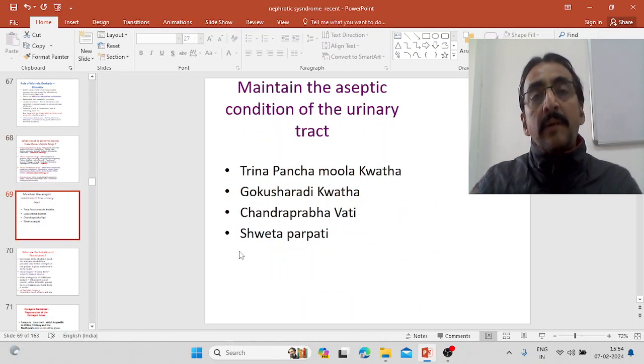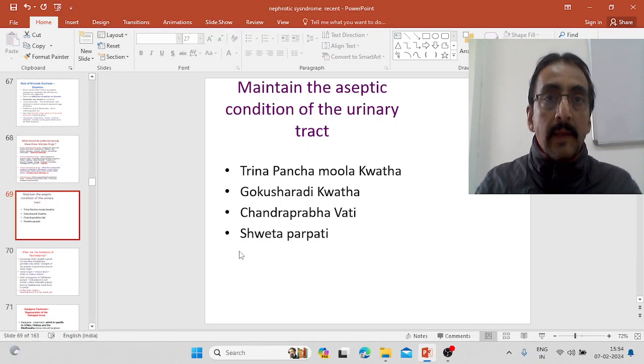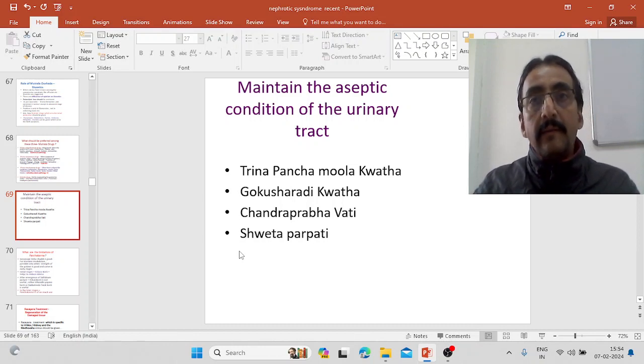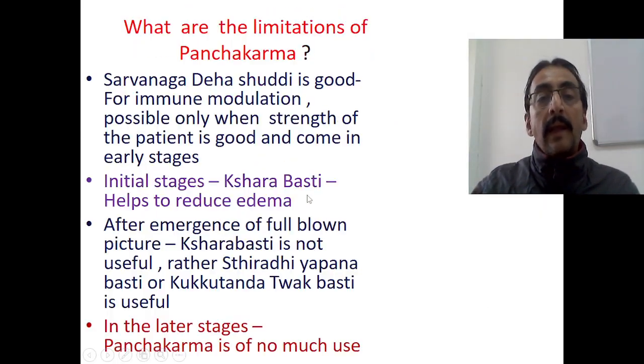So now the next treatment principle is to maintain the aseptic condition of the urinary tract, because edematous fluid is there all over the body, which is actually acting as a culture media, and the chance of infection is more. So we can use some of the drugs which are antiseptic to the urinary system, like Trina Panchamula Kwatha, Gokshuradi Kwatha, Chandraprabha Vati or Shweta Parpati, etc. Similarly, another treatment principle is Panchakarma.